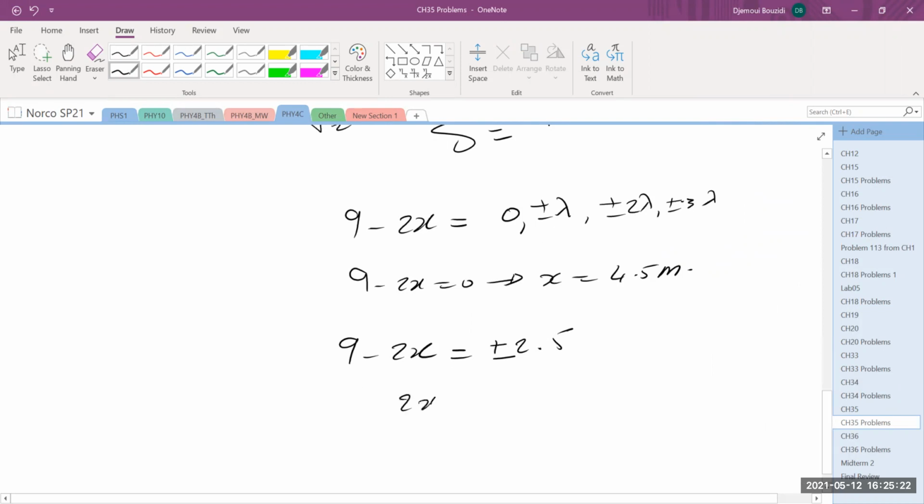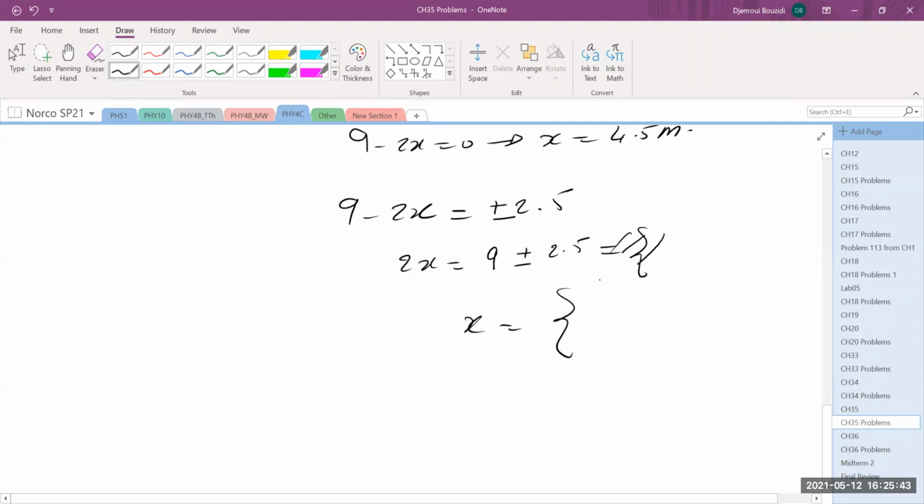So in this case, 2x is equal to 9, either plus 2.5 or minus 2.5. So here I have two solutions. When I add 2.5, it's going to be 11.5 divided by 2. So, let me solve it. x is equal to either 11.5 divided by 2, or 9 minus 2.5, which is 6.5 divided by 2. Obviously, we have to keep it in between them. So it's going to be 11.5 divided by 2.